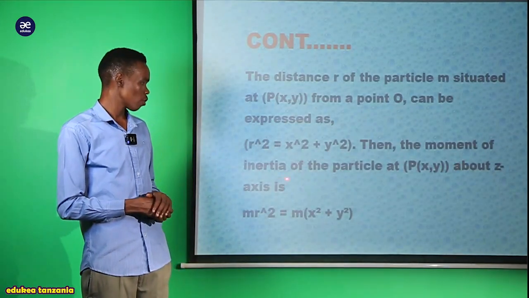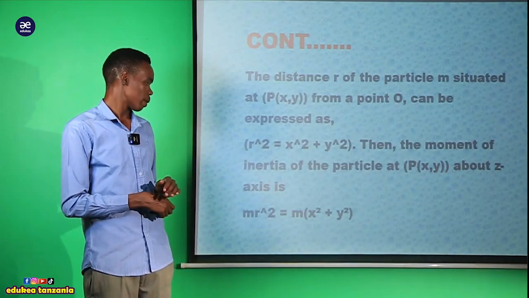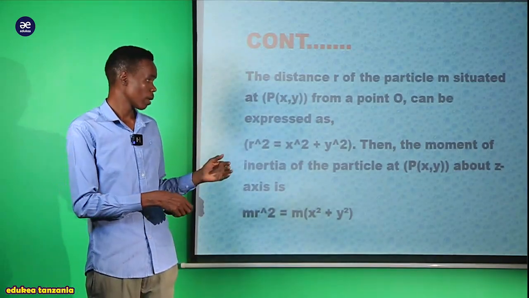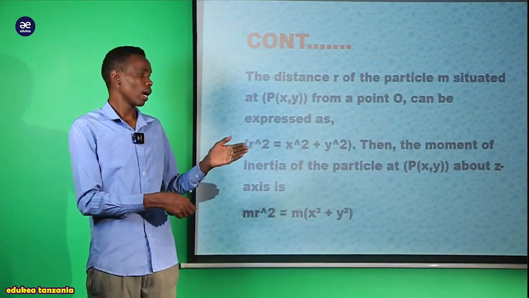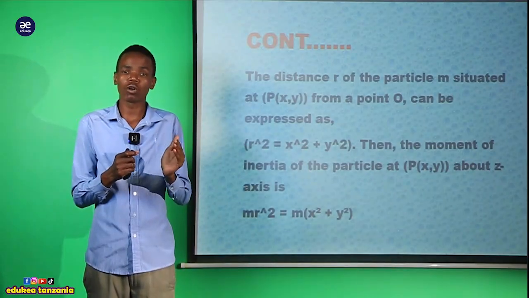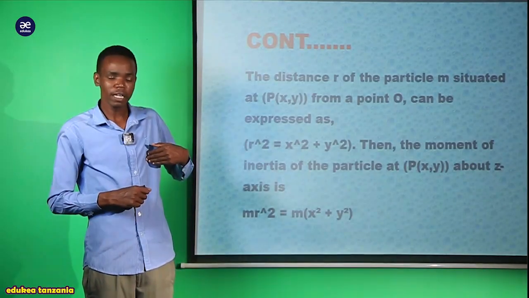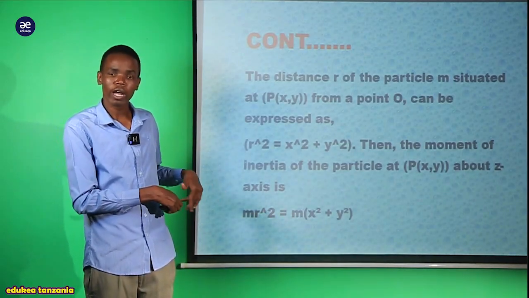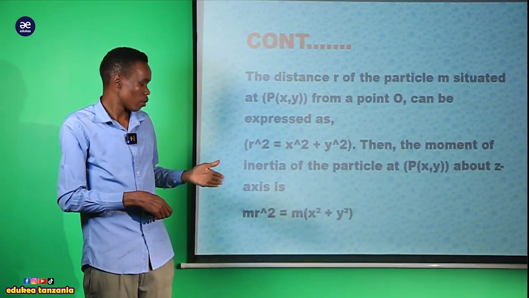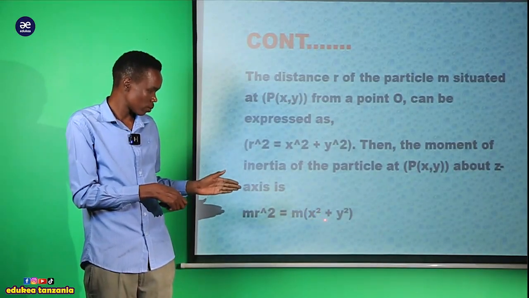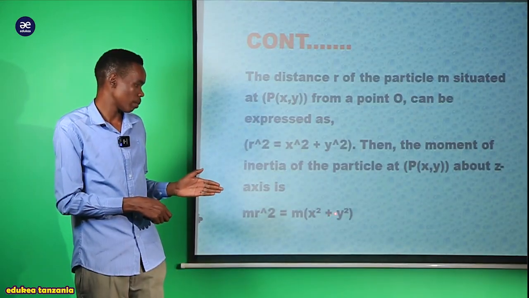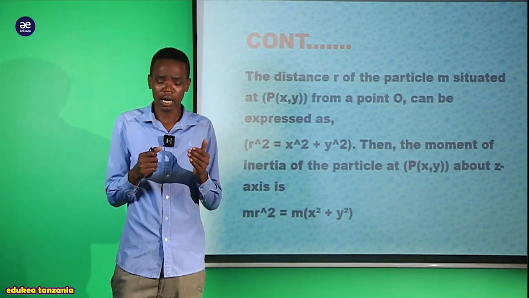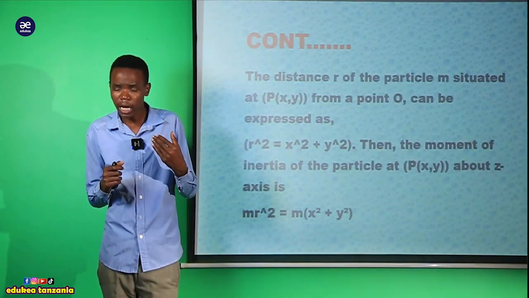So then the moment of inertia of the particle at point P about the z axis is given by this one. Lakini sasa how can we get the moment of inertia of the particle located at point P which involves the coordinates x, y? It can be obtained by taking mr square. It means the point where the axis of rotation started, which is equal to m times x square plus y square.